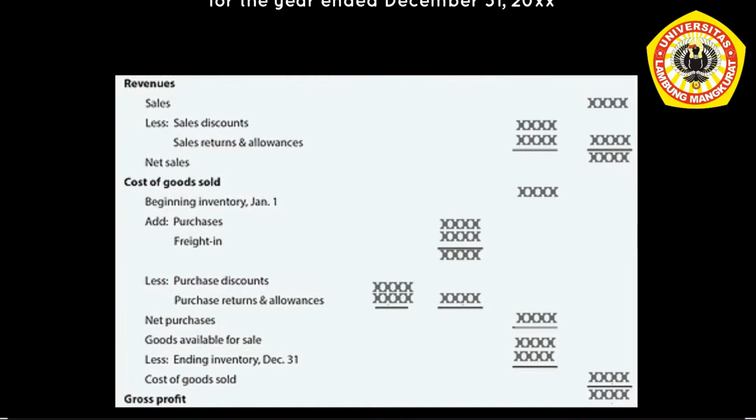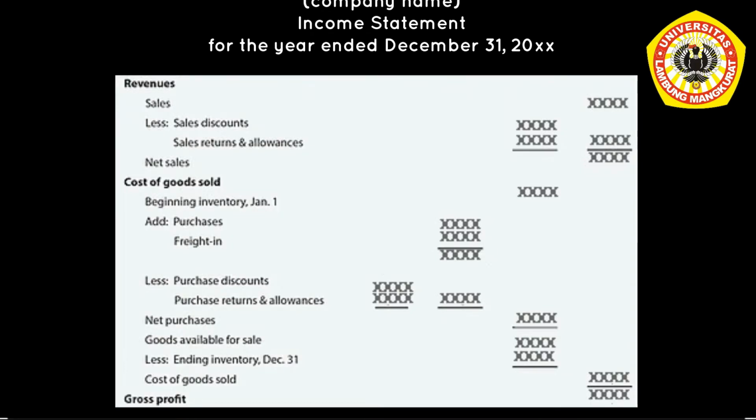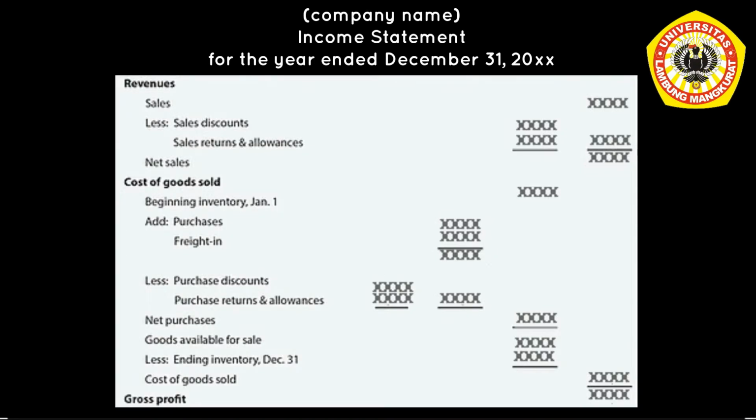As we know, the income statement provides information about net profit or loss, which is the result of the difference between income and expense. In this example, we can see that the cost of goods sold section is more detailed than the single step. In the revenue section, to get net sales, we must adjust sales with sales discount and returns. After that, we must calculate the cost of goods sold as beginning inventory plus purchases, and then reduced by purchase discount and purchase returns.